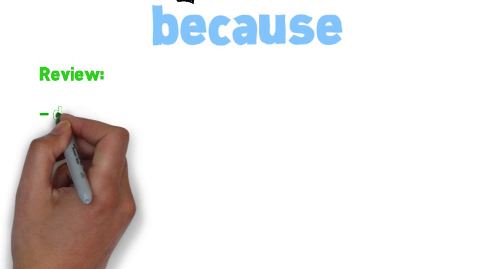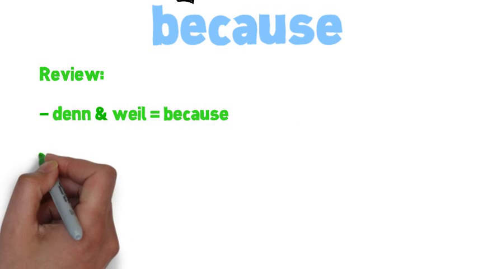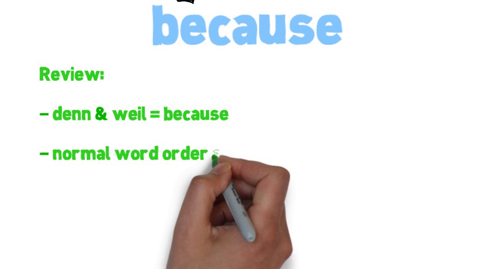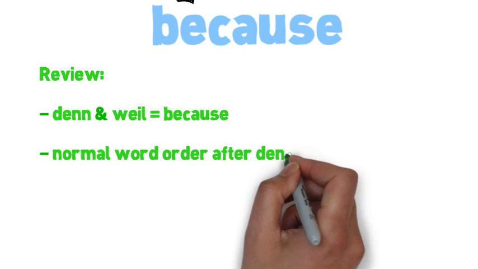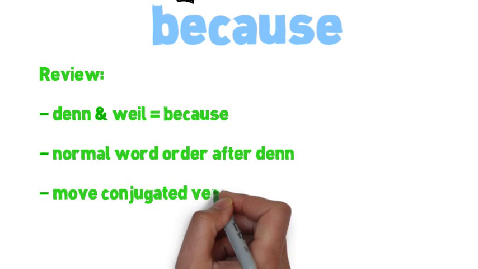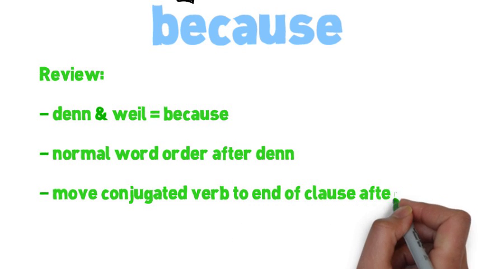Let's review. Denn and weil both mean because. Word order in a clause after denn is unchanged. It's the same as if it were a standalone sentence. But after weil, you'll need to move the conjugated verb to the end of its clause, but you keep it conjugated normally.